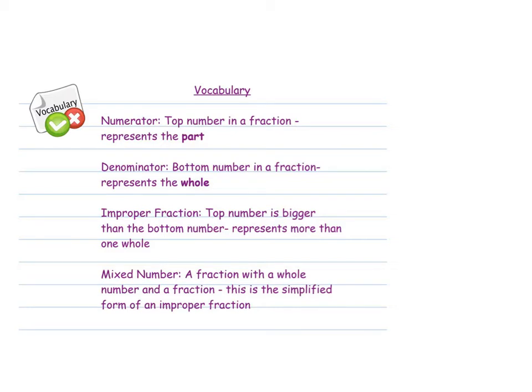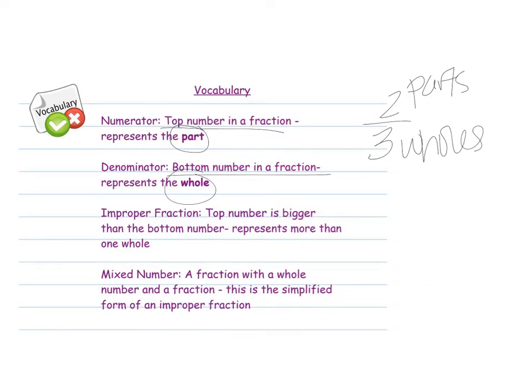So, numerator, we know, is the top number in the fraction. That represents the part. Denominator is the bottom number, and that represents the whole. 2/3 means that you have 2 parts out of 3 wholes. Improper fraction, top number is bigger than the bottom number, and then a mixed number, remember, is a whole number with a fraction. Any of these that you do not remember or that you forget, make sure you take time to write them down.